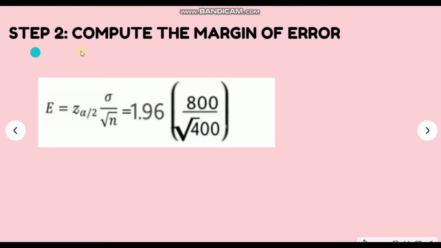Then, step 2, compute the margin of error. Now, we will compute the margin of error by substituting all the given data into the formula. So, the margin of error is equal to 1.96 times 800 over the square root of 400, and that is equal to 78.4.